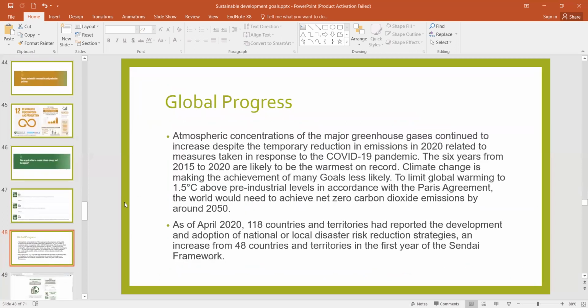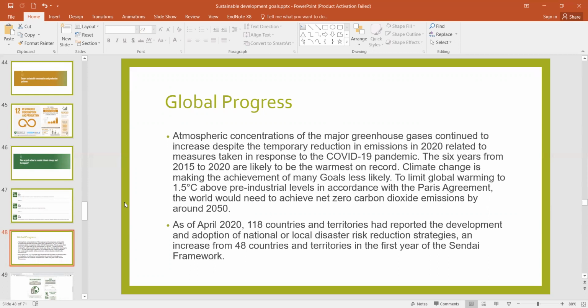Atmospheric concentrations of the major greenhouse gases continue to increase despite the temporary reduction in emissions in 2020 related to measures taken in response to the COVID-19 pandemic. The six years from 2015 to 2020 are likely to be the warmest on record. Climate change is making the achievement of many goals less likely. To limit global warming to 1.5 degrees above pre-industrial levels in accordance with the Paris Agreement, the world would need to achieve net zero carbon dioxide emissions by around 2050.